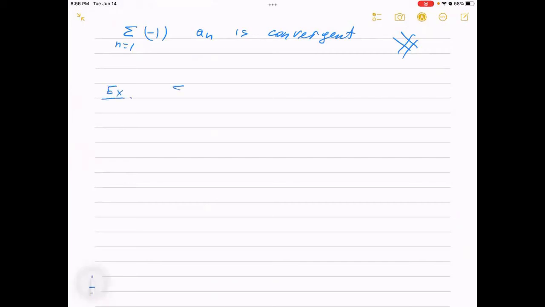Here we have a series, the sum of (-1)^(n+1) over n, from 1 to infinity, the alternating harmonic series. Want to know when our series is convergent or divergent? Well, let's try.